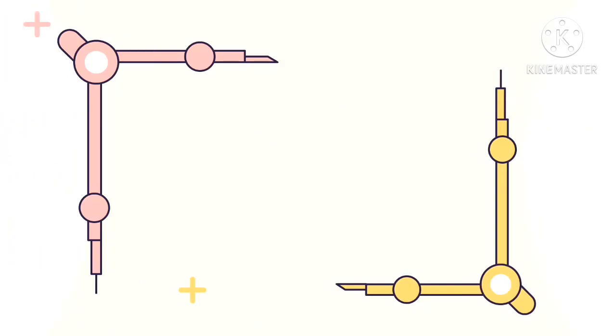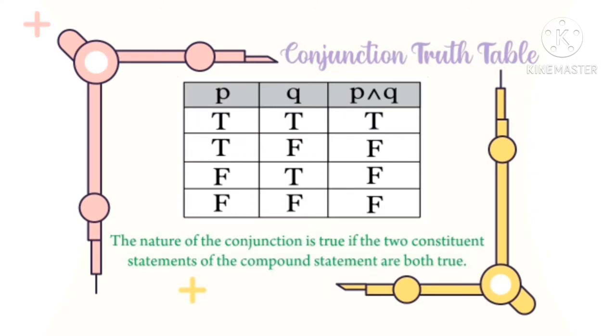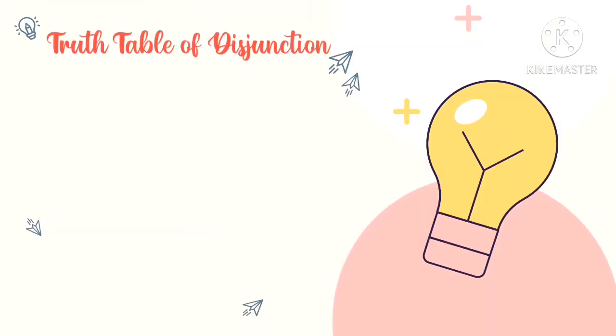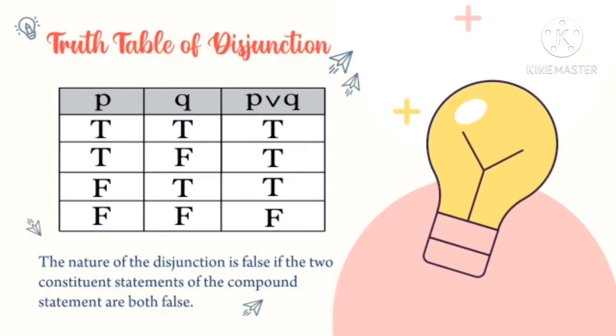Okay, next, conjunction truth table. From the table, it can be concluded that the conjunction is true if the two constituent statements of the compound statement are both true. Next, truth table of disjunction. You can see this table. From the table, it can be concluded that the disjunction is false if the two constituent statements of the compound statement are both false.